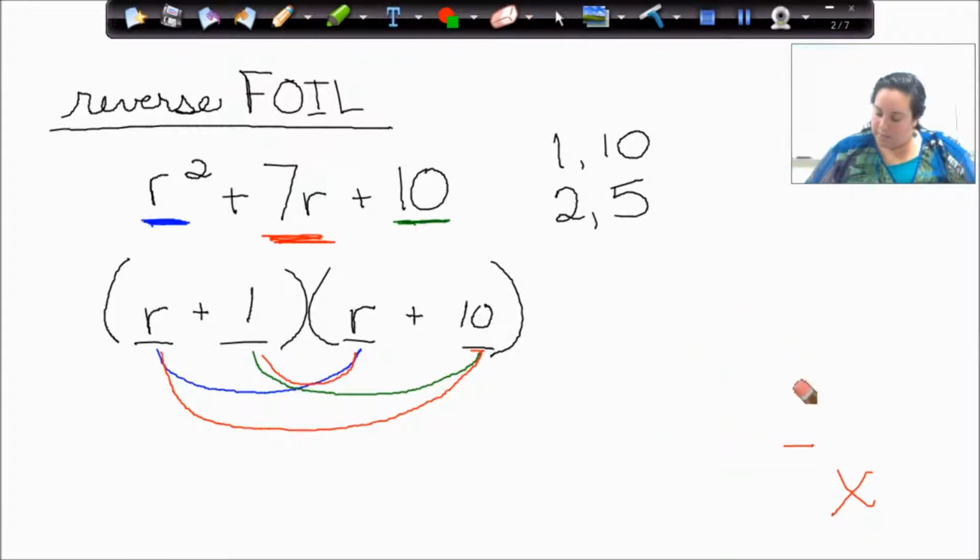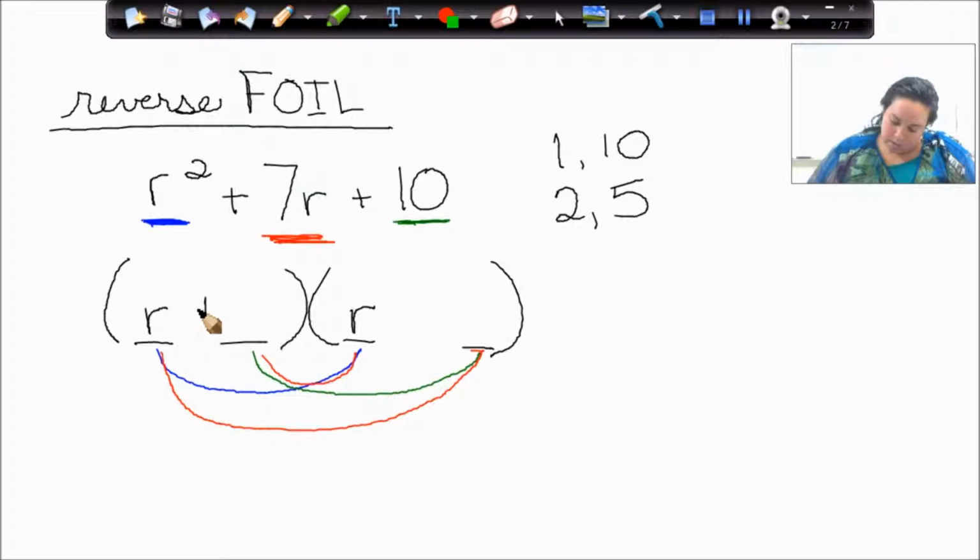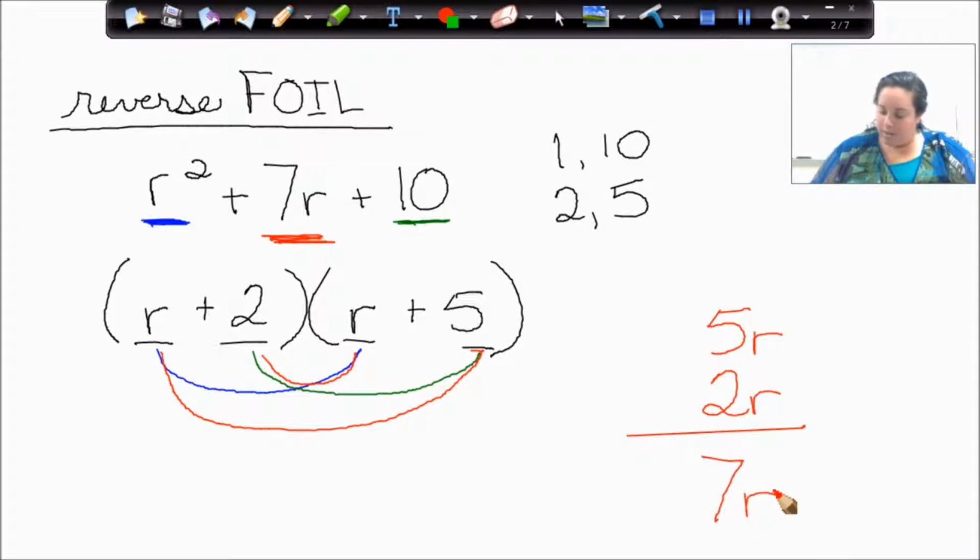So we tried this. We could try changing this to a negative and a negative. That's one thing. We could try different numbers. Let's go ahead and try different numbers. So for example, let's try positive 2 and positive 5. We could also try negative and negative. Now when we multiply the outside, we get 5R, and the inside, we get 2R. When we add those together, we get 7R, which is the middle. So this is the right answer. Awesome.